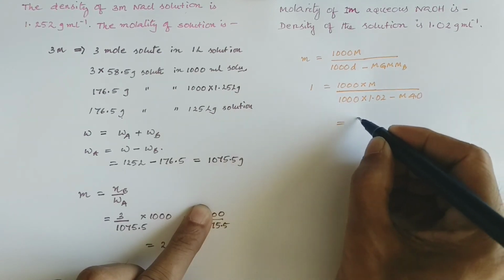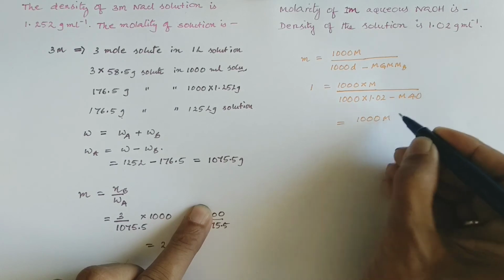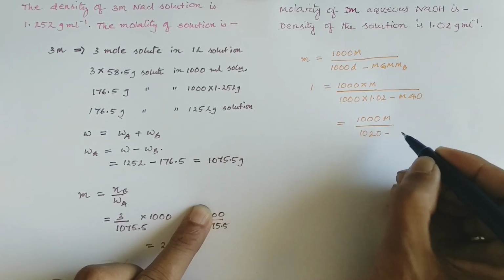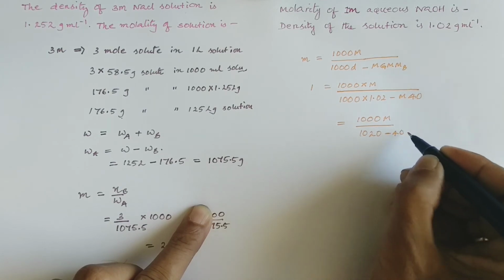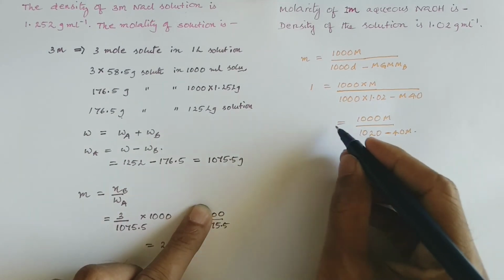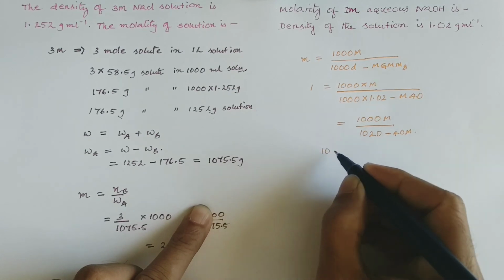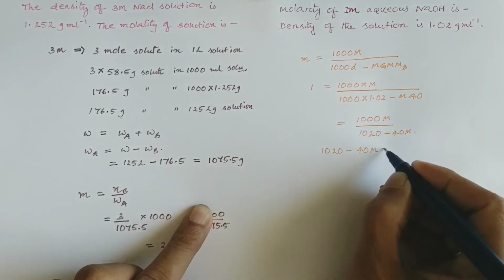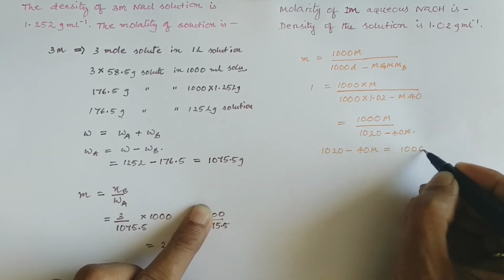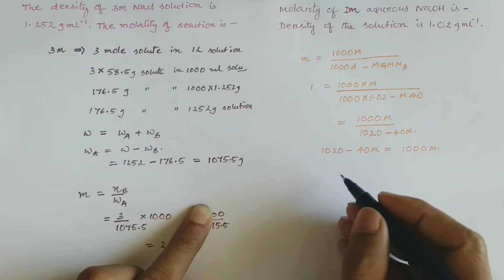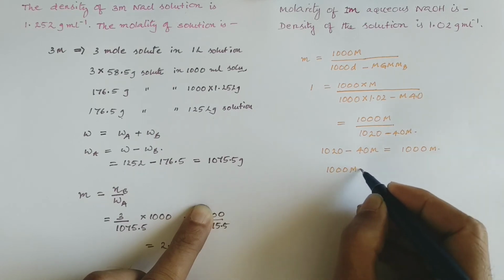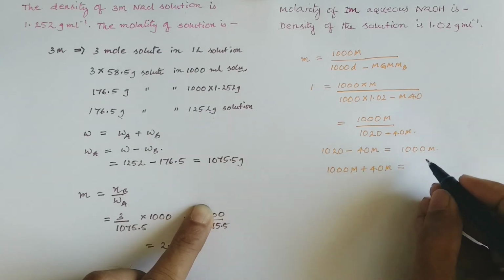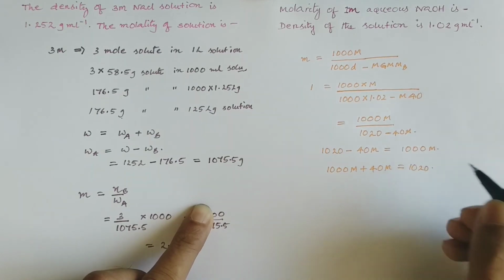That is equal to 1000 m divided by 1020 minus 40 m, right? Cross multiply. 1020 minus 40 m is equal to 1000 m. Okay, 1000 m plus 40 m is equal to 1020, right?